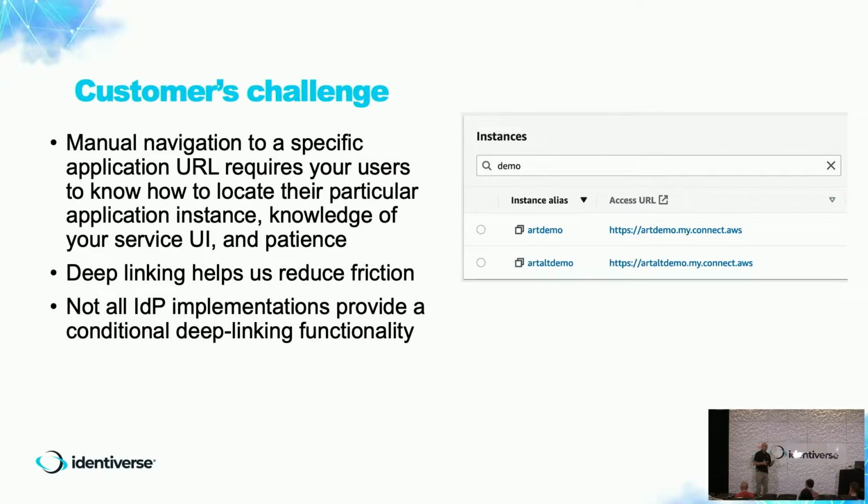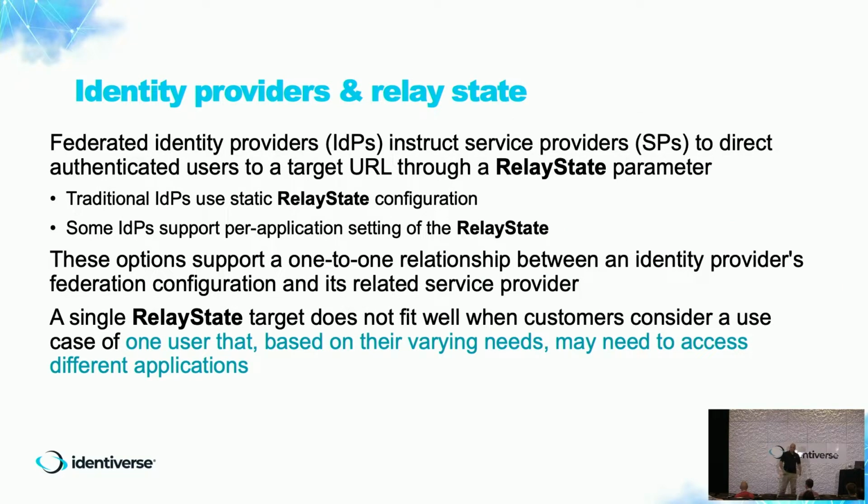The answer to that friction is deep linking. And our IdPs can deep link. We do have URLs that we can pass back to the service providers. Unfortunately, not all of the IdPs are capable of creating a conditional link. A conditional link being a link dependent on the profile of the user that's currently trying to get in. So from the federated identity perspective, we all kind of know this, right? We've got RelayState. And in some of the IdPs, the RelayState is static.